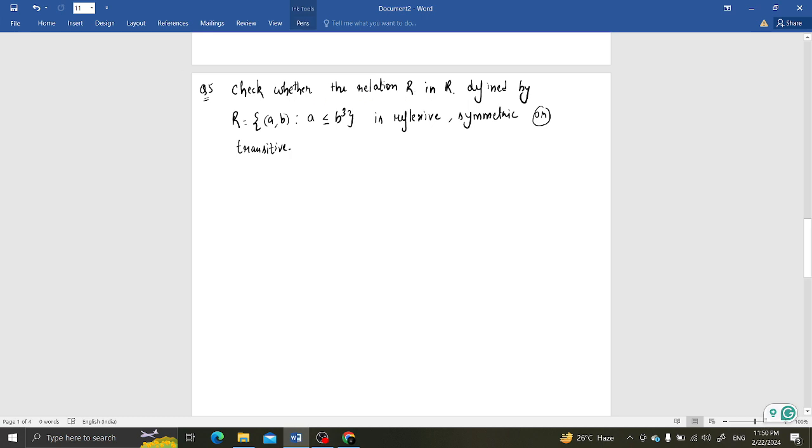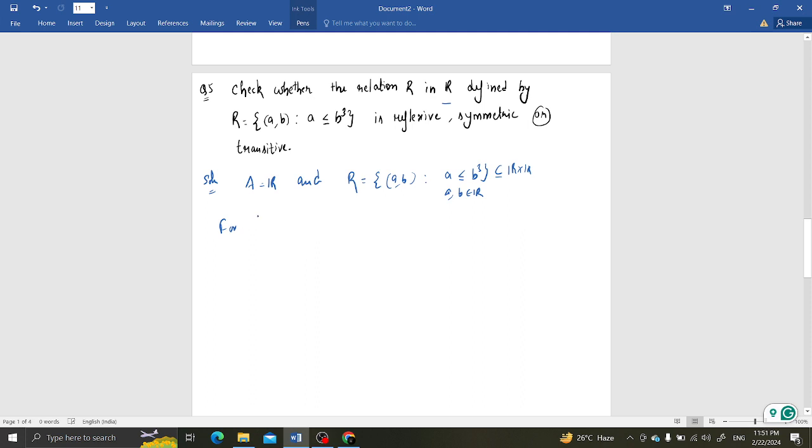Check whether the relation R, again we have a set A of real numbers. So I'll start the question. What is A here? A is a set of real numbers, and we define relation R. How do they define it? Relation R contains all those ordered pairs (a, b) for which a is less than or equal to b cubed, where (a, b) belongs to R, and R is a subset of R cross R.